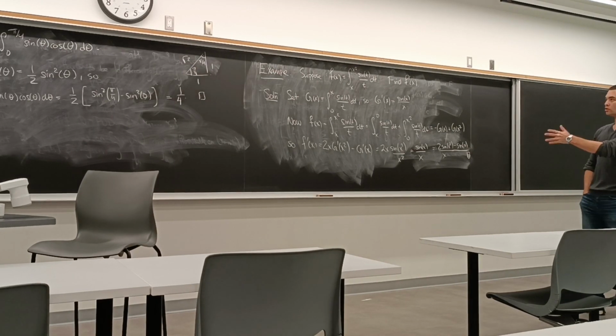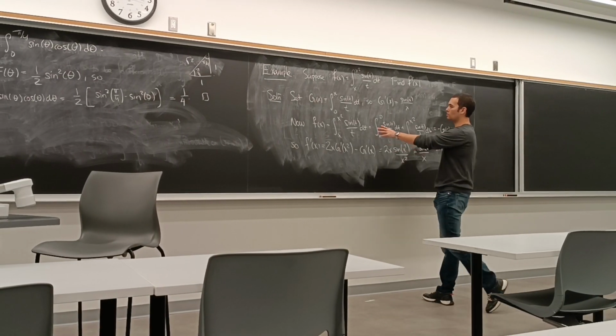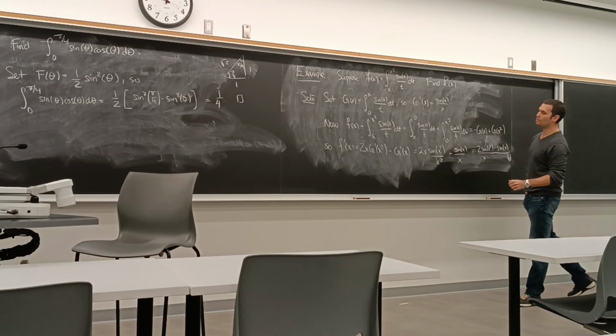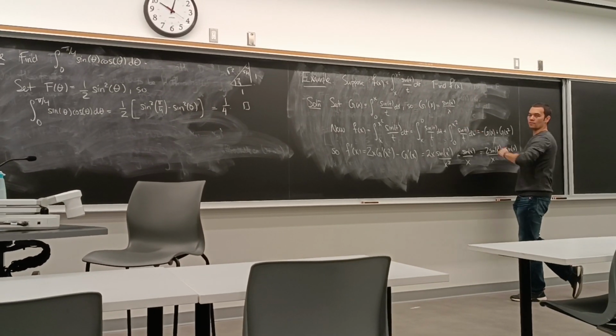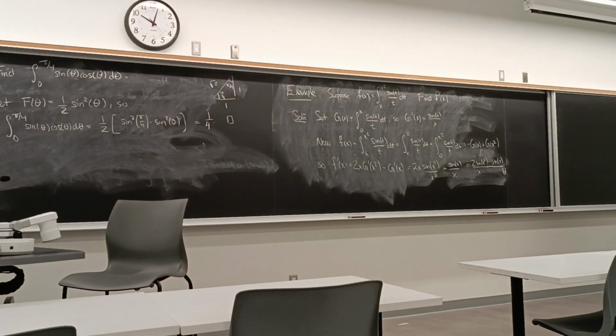Right? So we used FTC to reduce it to a problem we didn't know how to solve, and then we wrote our new problem in terms of that reduced problem. Right? So that's an example of that.